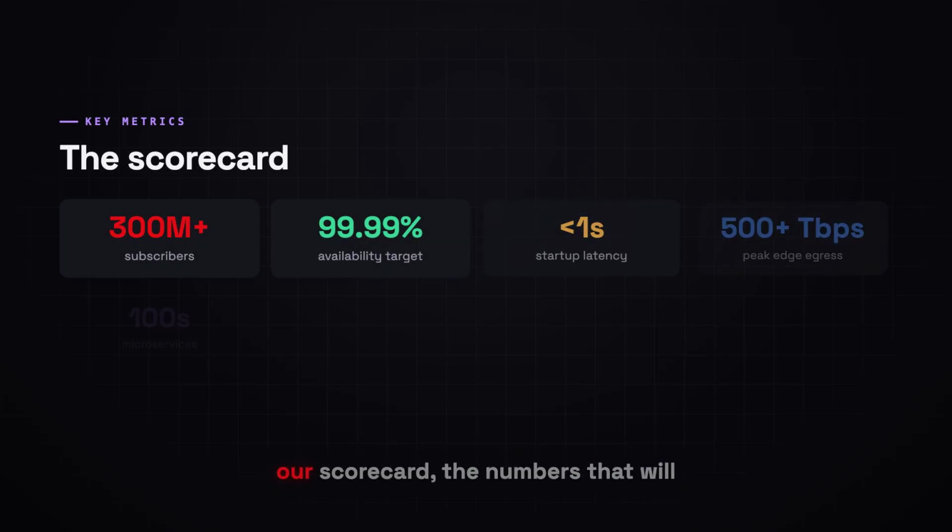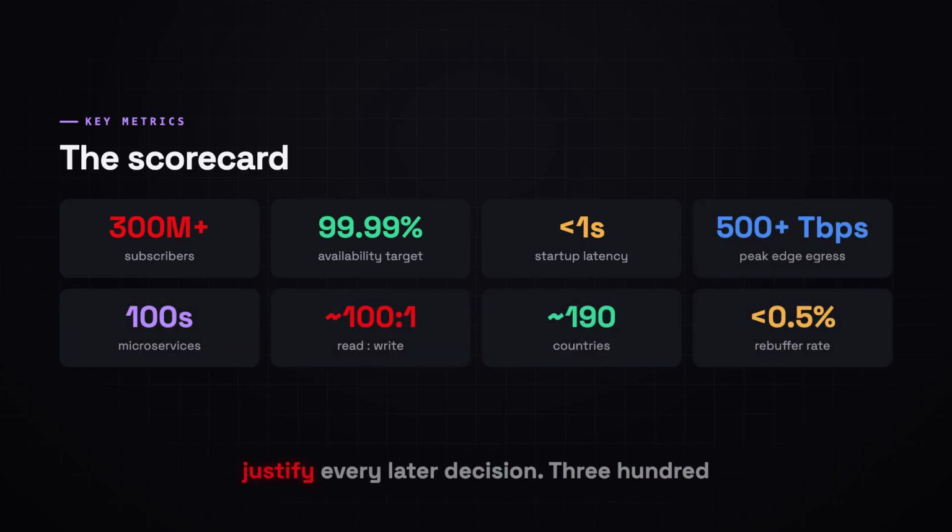So here is our scorecard, the numbers that will justify every later decision. 300 million plus subscribers, a 4 nines availability target, sub-second startup with rebuffering kept under a fraction of a percent. Over 500 terabits per second at peak served from the edge, hundreds of microservices behind the scenes, and a roughly 100-to-1 read-to-write ratio. Read heavy, latency sensitive, globally distributed. Keep those in mind as we draw the architecture.